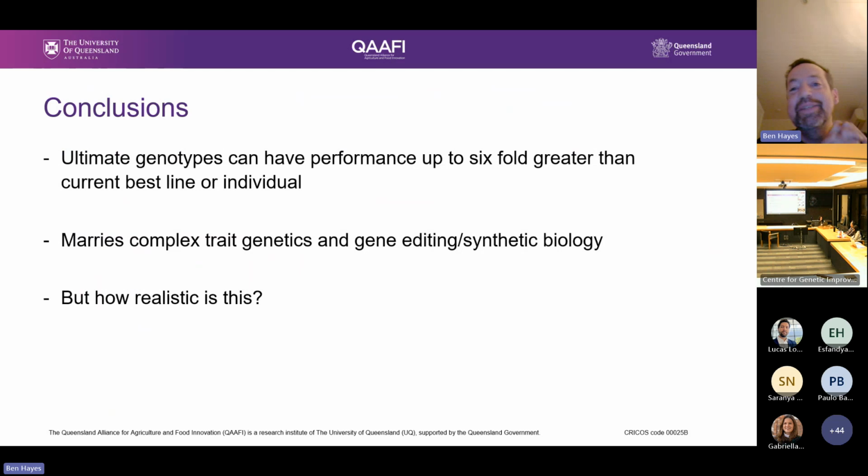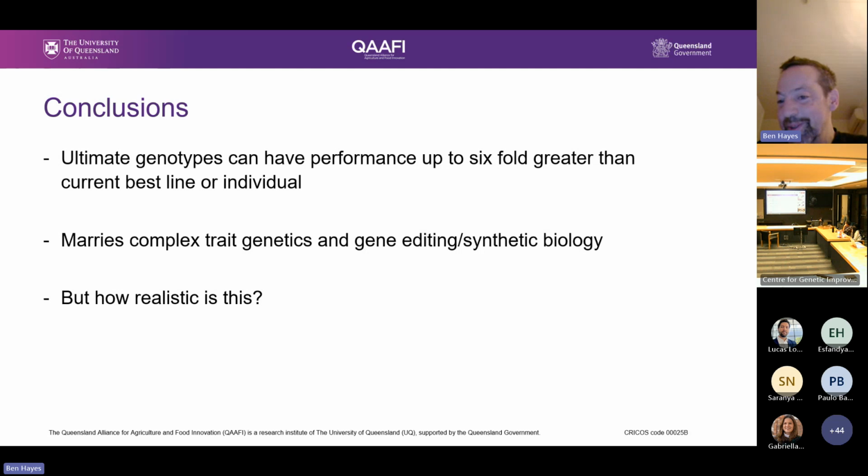Okay, so to conclude the talk, these ultimate genotypes look very attractive because they can have this performance up to 6-fold greater than the current best line or individual. I think the nice thing about this paper, this thought piece, is that it marries up complex trait genetics and gene editing and synthetic biology. It gives those people working in gene editing and synthetic biology a bit of a target, something to actually target.